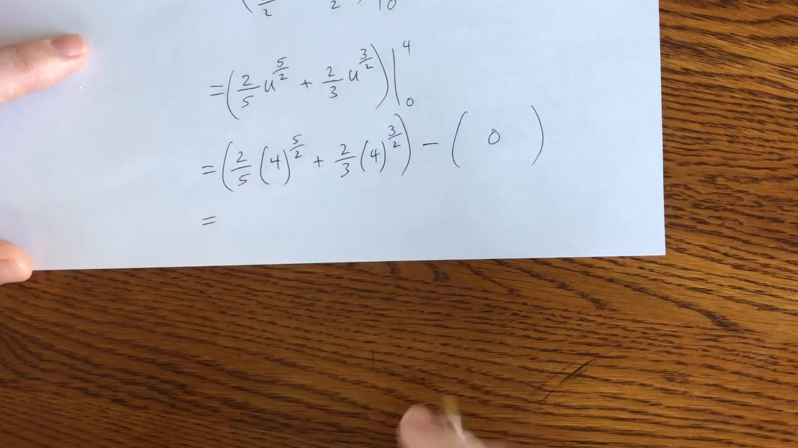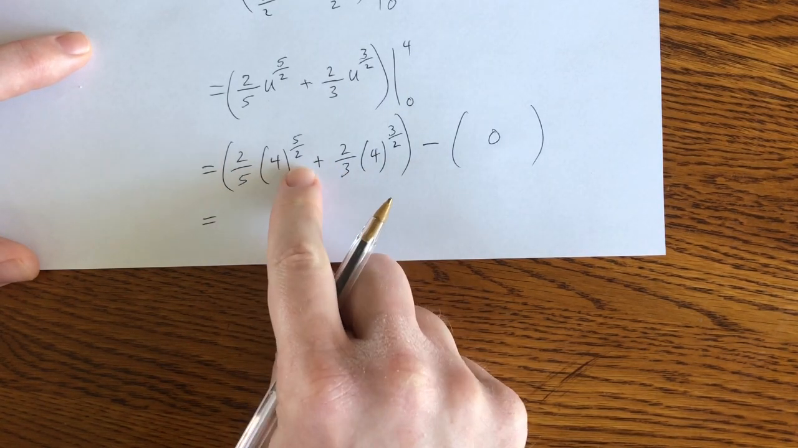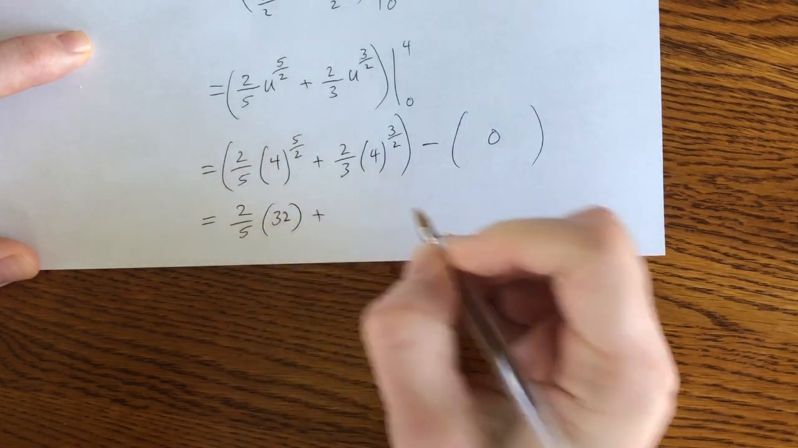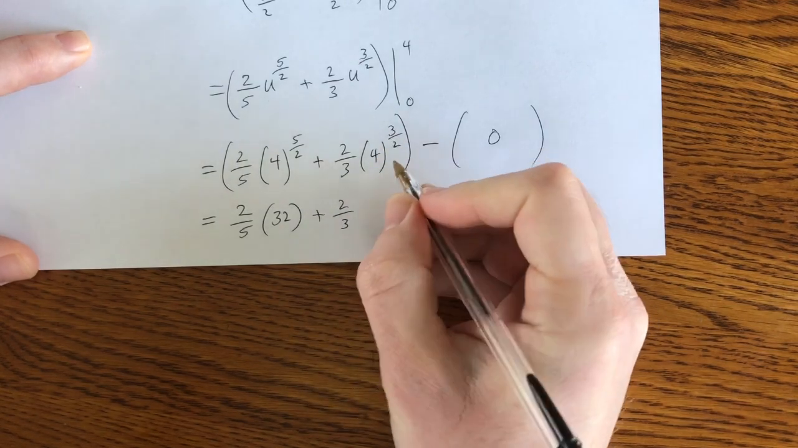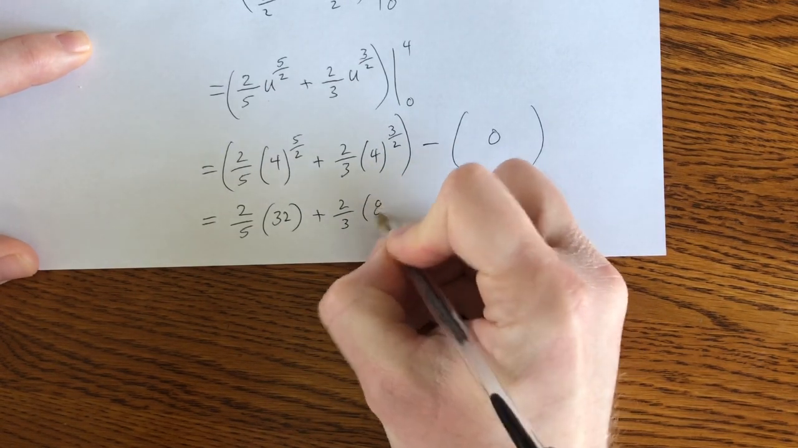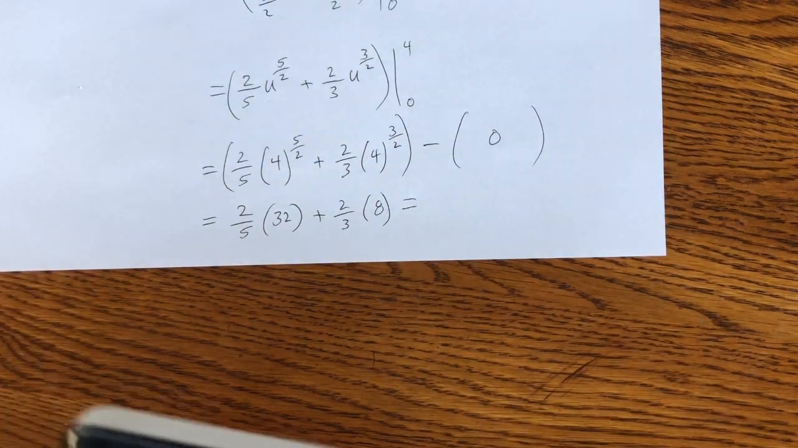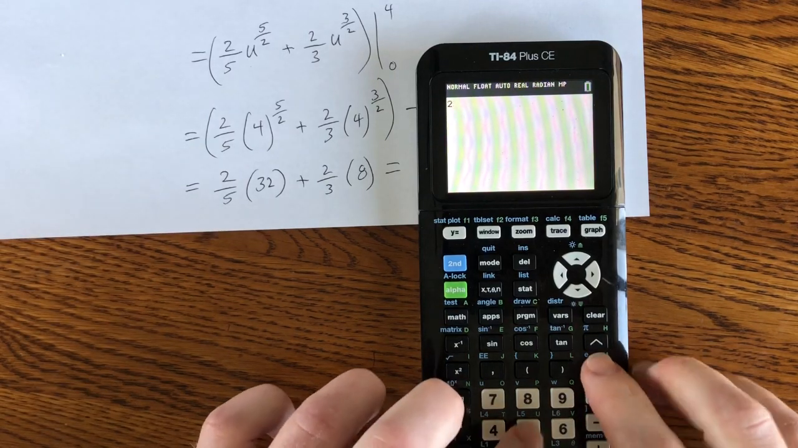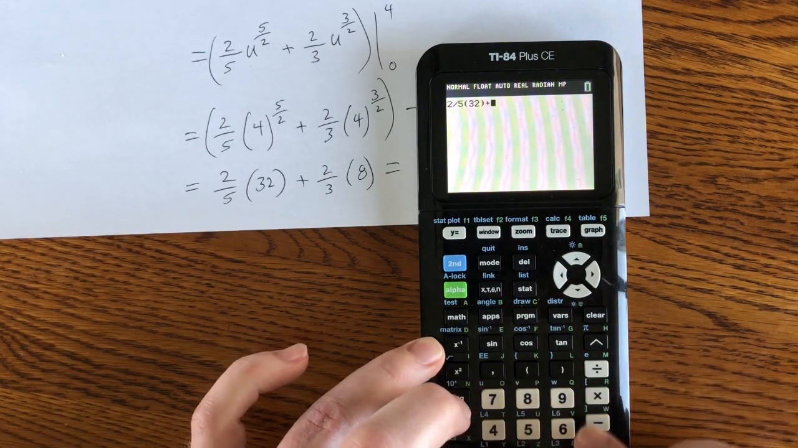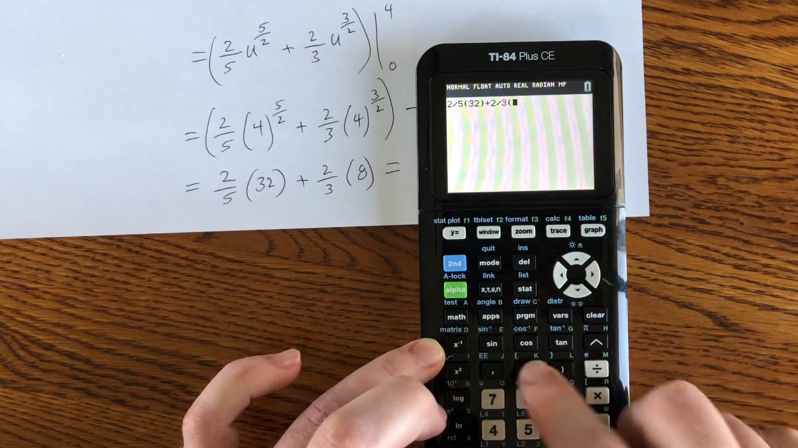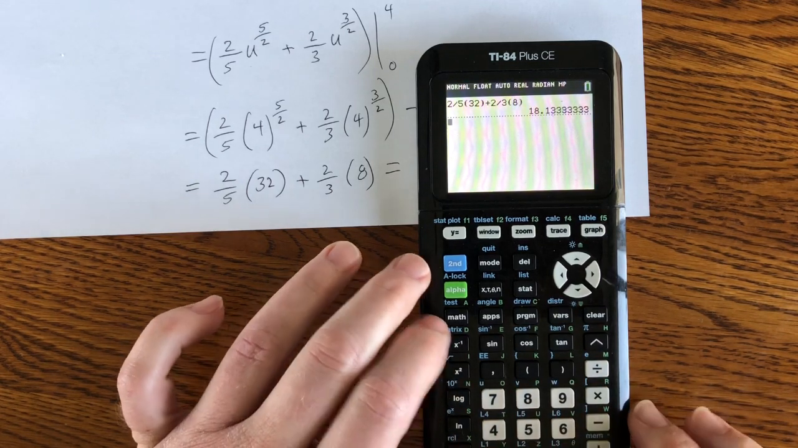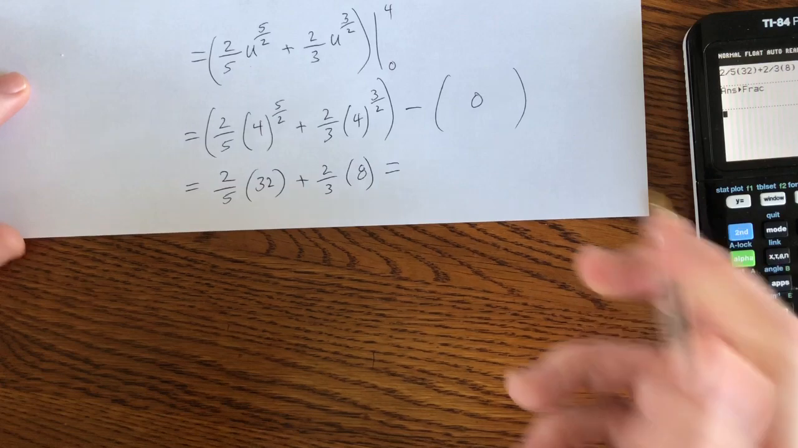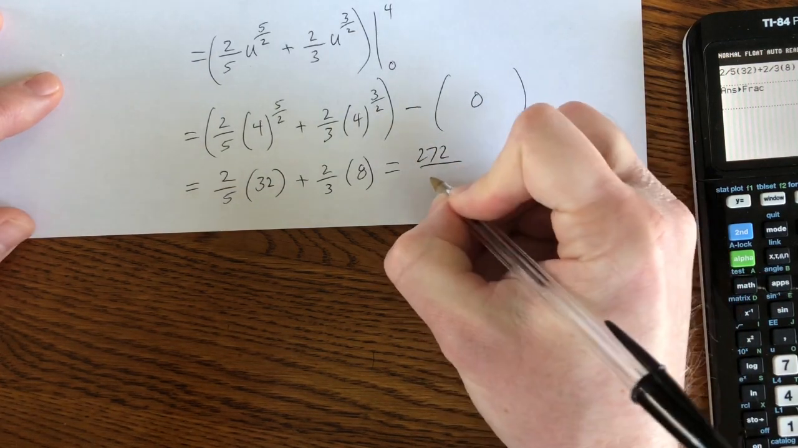All right, so let's figure this out. 4 to the 5/2, get your calculators out, is going to give us a 32. And then 4 to the 3/2 is going to give us an 8. Plugging this into our calculator, we'd get 2/5 times 32 plus 2/3 times 8. Then you hit math, enter, enter. So our final result is 272 over 15.